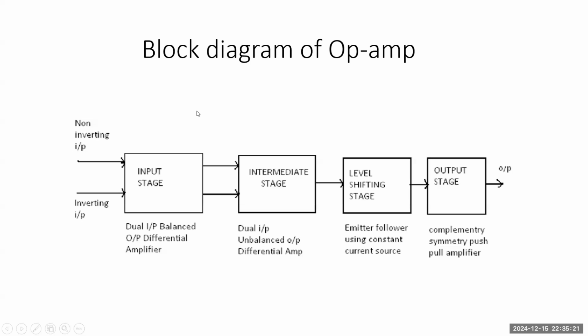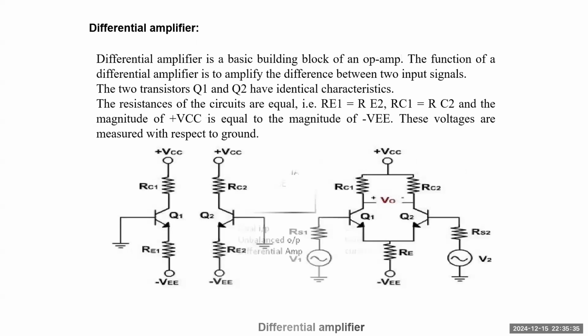Most of the amplification process is done by the first two stages, that is the dual input balanced output differential amplifier and the dual input unbalanced output differential amplifier. So what is a differential amplifier? This differential amplifier is constructed using two common emitter amplifiers.